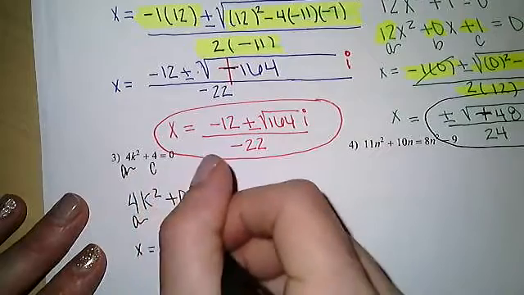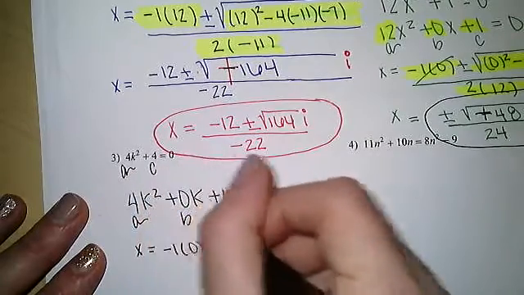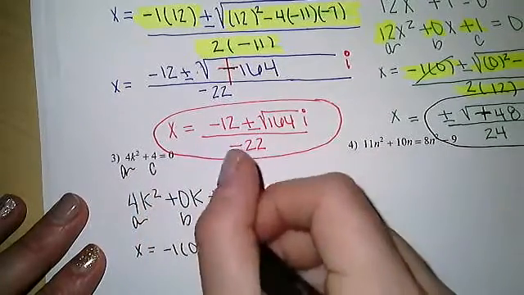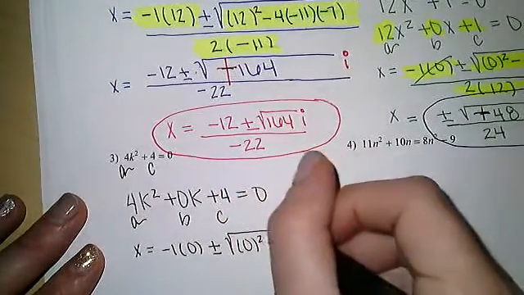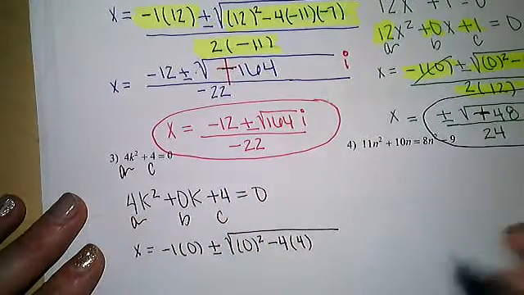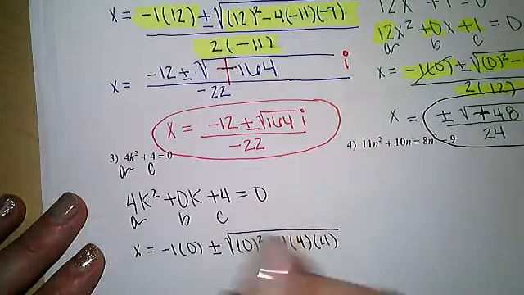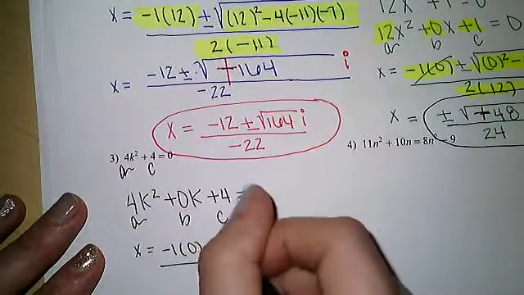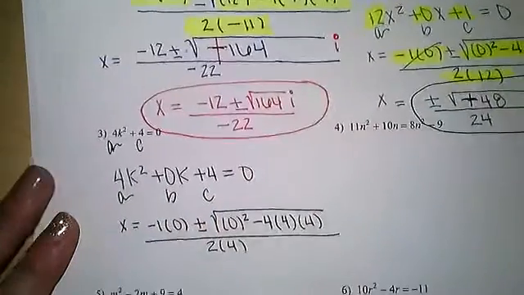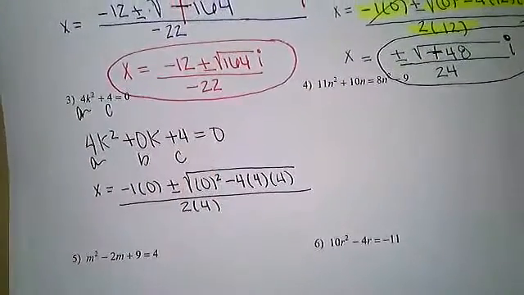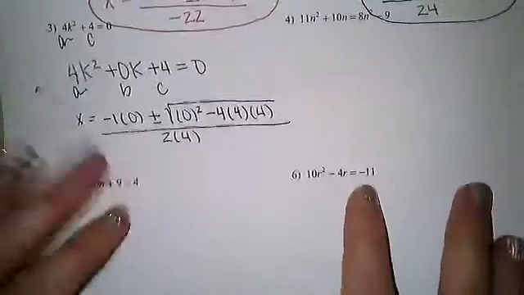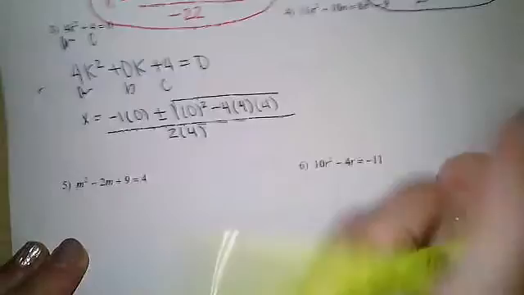So -1 times B plus or minus the square root of B squared minus 4 times A times C all over 2 times A. It's a lot of work. So just remembering that we're plugging in that 4 for A and for C into here. So that's why there's so many fours. So we are going to go ahead and work this out step by step.